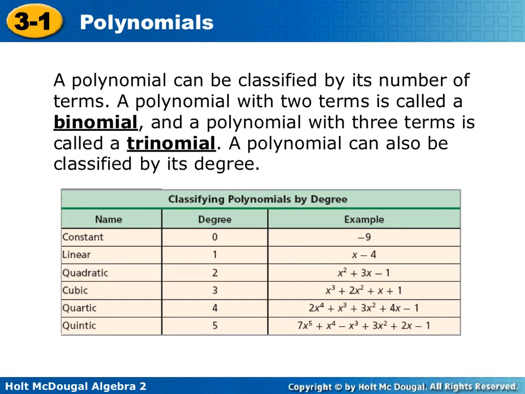Here's a table of the degrees. You can see the name and an example with it. You can hit pause and read it through here. Usually we see everything constant, maybe up to cubic. Quartic, quintic we see sometimes, not often. And then anything above that we'll just say 6th degree, 7th degree. There's not an official name for them.